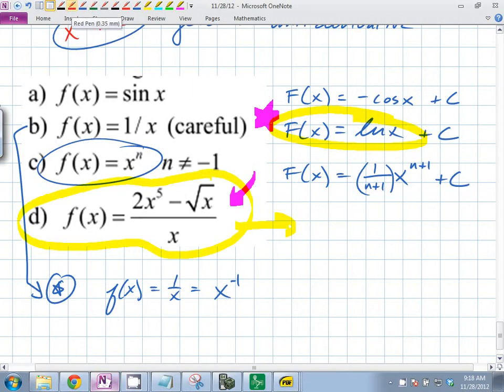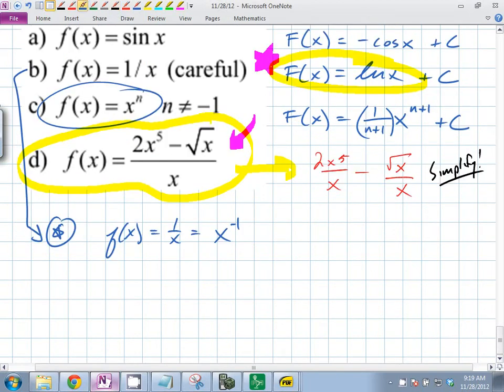So you did, I like this, 2x to the 5th over x minus the square root of x over x. Nicole, is that right? Is that what you mean? Yeah. One way of saying that is simplify. So what does that become? 2x to the 4th minus x to the negative a half. Now is it a lot easier to anti-differentiate? It's much easier now.